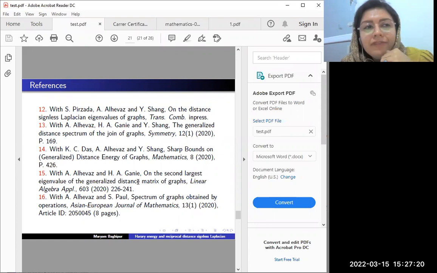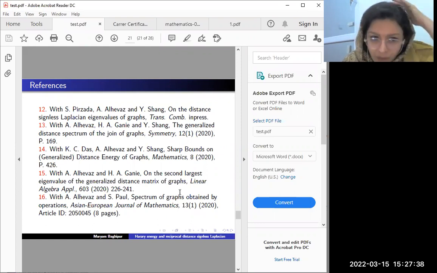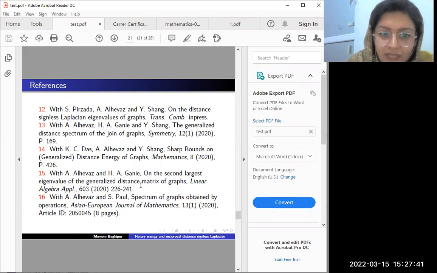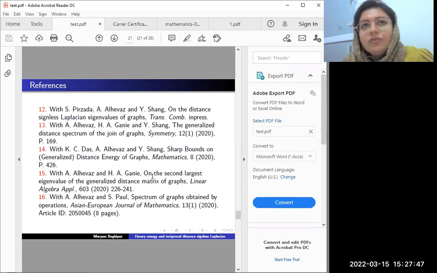And after that, Cui defined the generalized distance matrix. In fact, it extends the spectral properties of the distance matrix and the distance signless Laplacian matrix. That's why I worked on generalized distance and generalized adjacency, and I obtained some new results. Most of the time, we try to improve the recently given bounds.